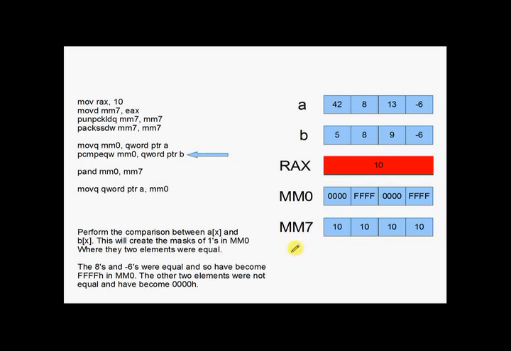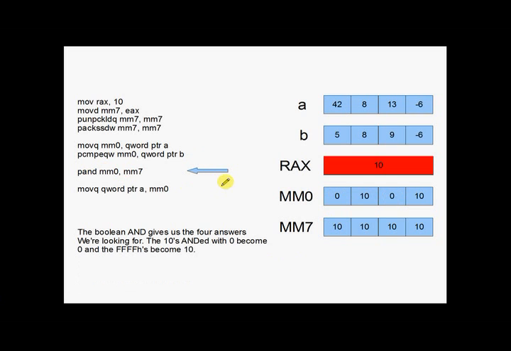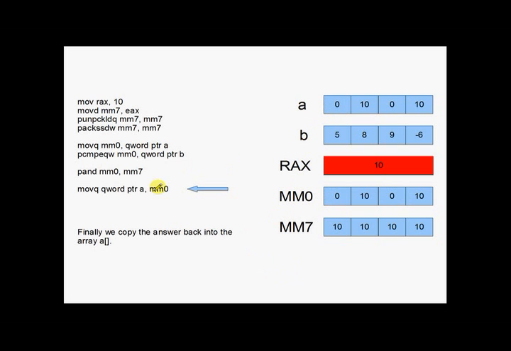We've got masks of 1s or 0s, which means that in the very next line, when we AND that mask with the 10s in MM7, we actually end up with the answer that we're looking for in MM0. We get 2 10s in the places where the words were the same in the 2 arrays, and we get 2 zeros where they were different. So the -6 and -6 gives us a 10, 13 and 9 gives us a 0, etc. And the final thing that we do is move that answer back into the array. There we go, movq qword pointer A, MM0. And we end up exactly with what we were after.